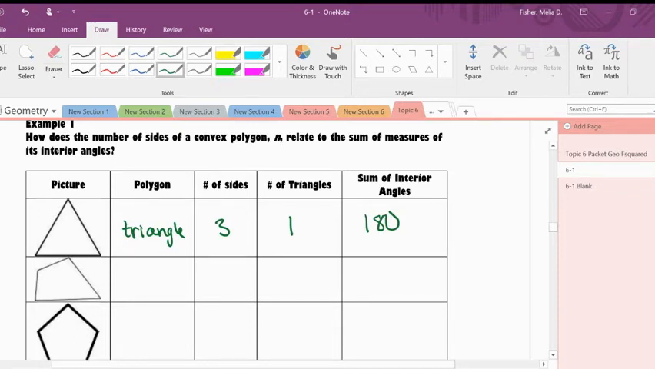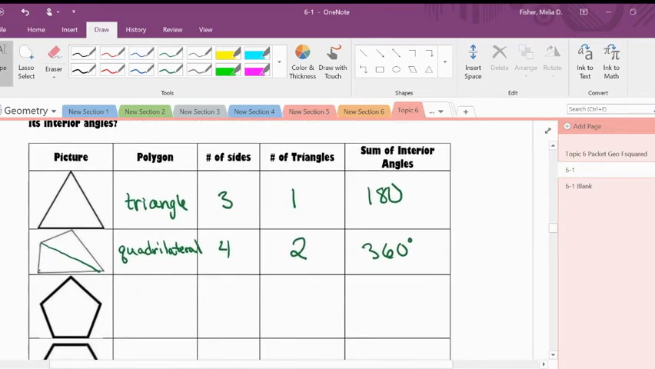This next shape is a quadrilateral. It has 4 sides. And we're talking about how many triangles can I create if I just have no lines crossing each other. I can draw from here to here, or I can draw from here to here. Either way, I'm going to end up with 2 triangles. And if I have 2 triangles, then that's 180 plus 180, which is 360 degrees inside.